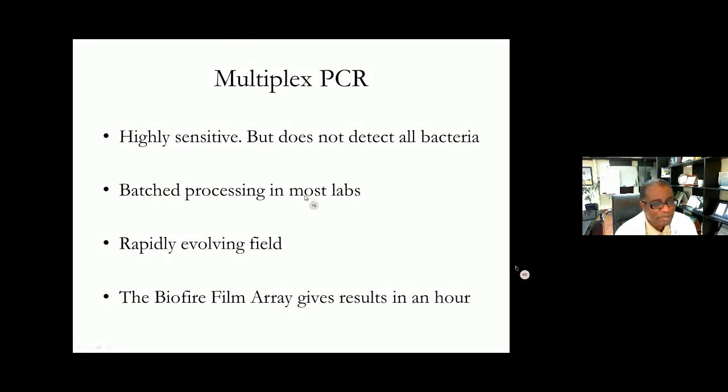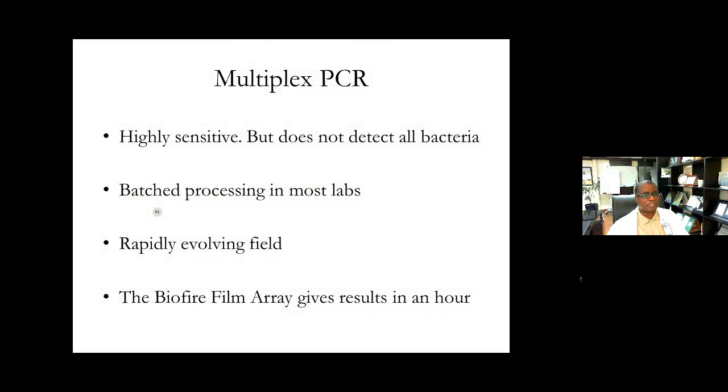Now, there are other means by which we can tease out bacterial infection from viral infections in lower respiratory tract infections. One of the modalities is by employing the multiplex PCR, where basically an assay will go through a run of PCR tests to detect commonly encountered bacteria. The method is highly sensitive, but does not detect all bacteria, unfortunately. And also, this requires batch processing in most labs.